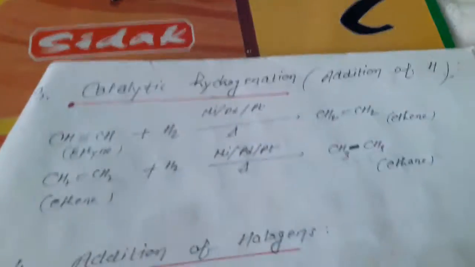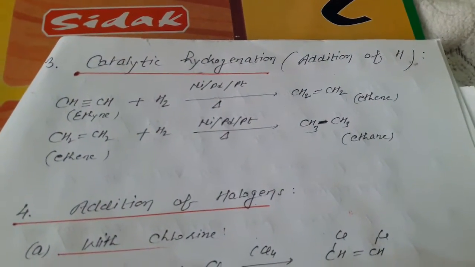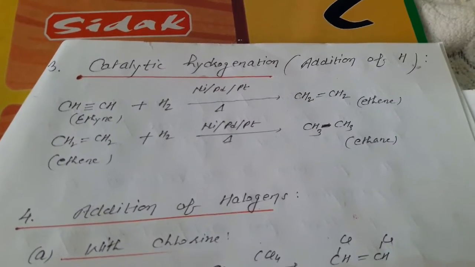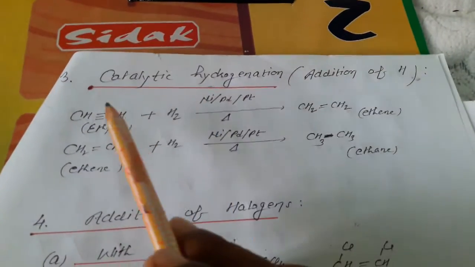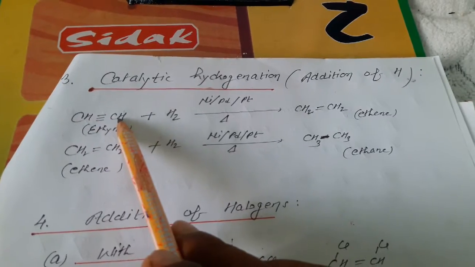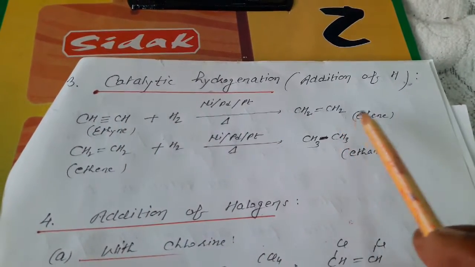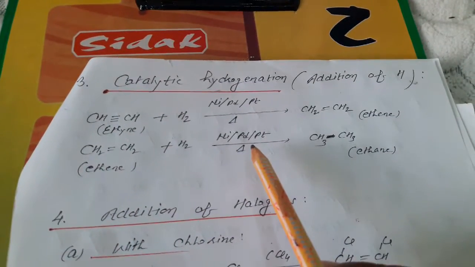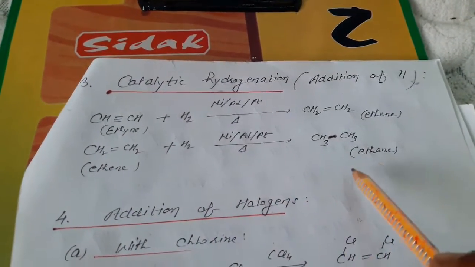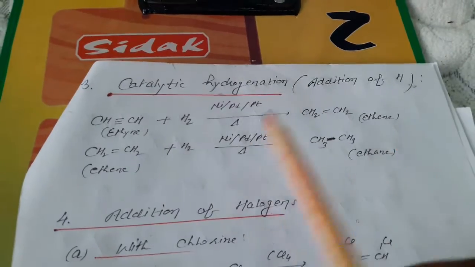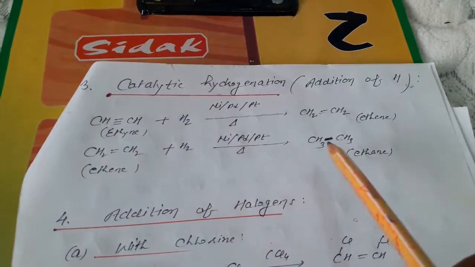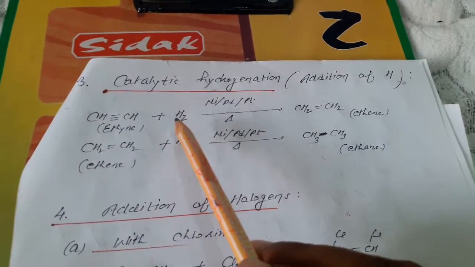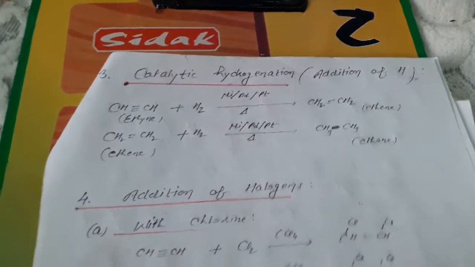Next one is catalytic hydrogenation, addition of hydrogen. Okay, so with the help of a catalyst in ethyne, when two hydrogens are added, the triple bond is converted into a double bond, that is ethene. Again two hydrogens can be added to the two carbons in presence of nickel or platinum, that finally gives the formation of ethane. So this product you can write directly from this one, but you have to take two molecules of hydrogen.